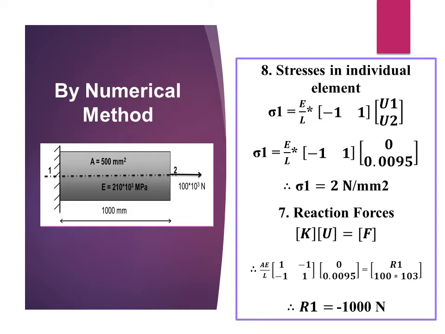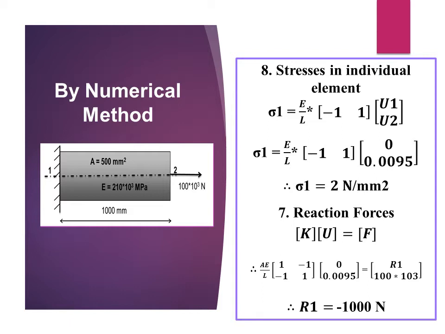So for the bar, stress can be defined as sigma 1 is equal to E upon L into, in matrix, first row minus 1 1, and into the second matrix, that is the column matrix, U1 and U2. Now sigma 1 is equal to E upon L into minus 1 1, the first being a row matrix and the second a column matrix, in which U1 is equal to 0 and U2 is equal to 0.0095, as we calculated in the previous slide.